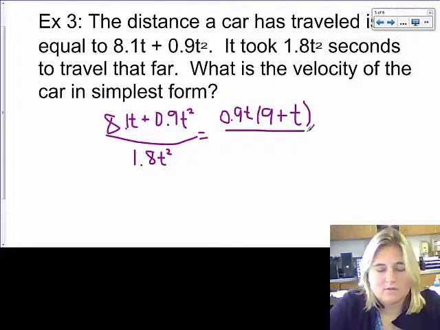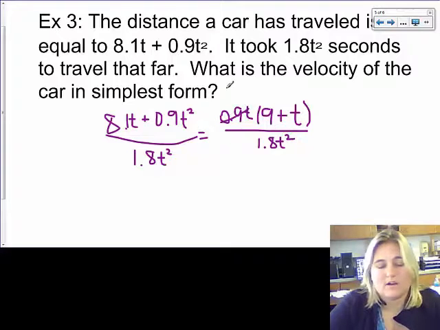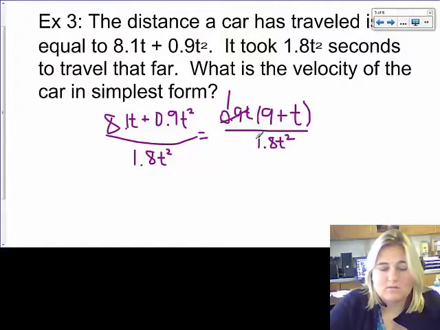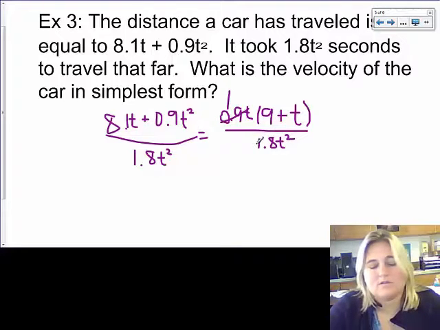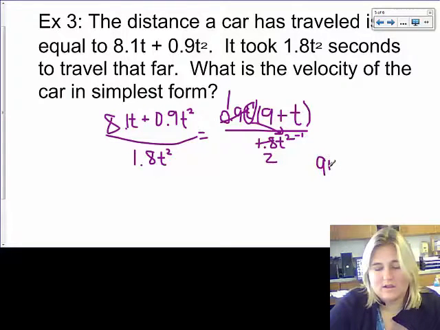over. On the bottom, I just have that 1.8t squared. So I can reduce these by 0.9 also. So 0.9 goes into 0.9 one time, and 0.9 goes into 1.8 two times. And I also have t to the first here, which I can move down and end up subtracting that 1, which leaves me with a final answer of 9 plus t over 2t.